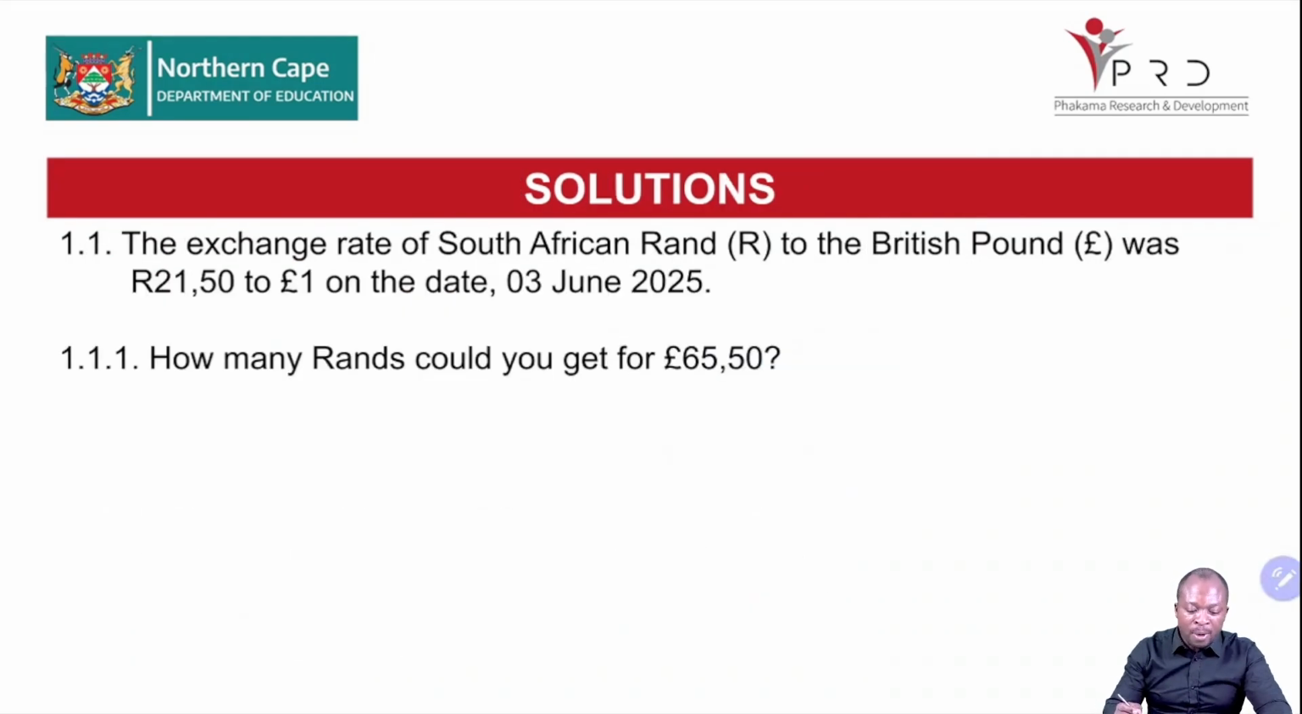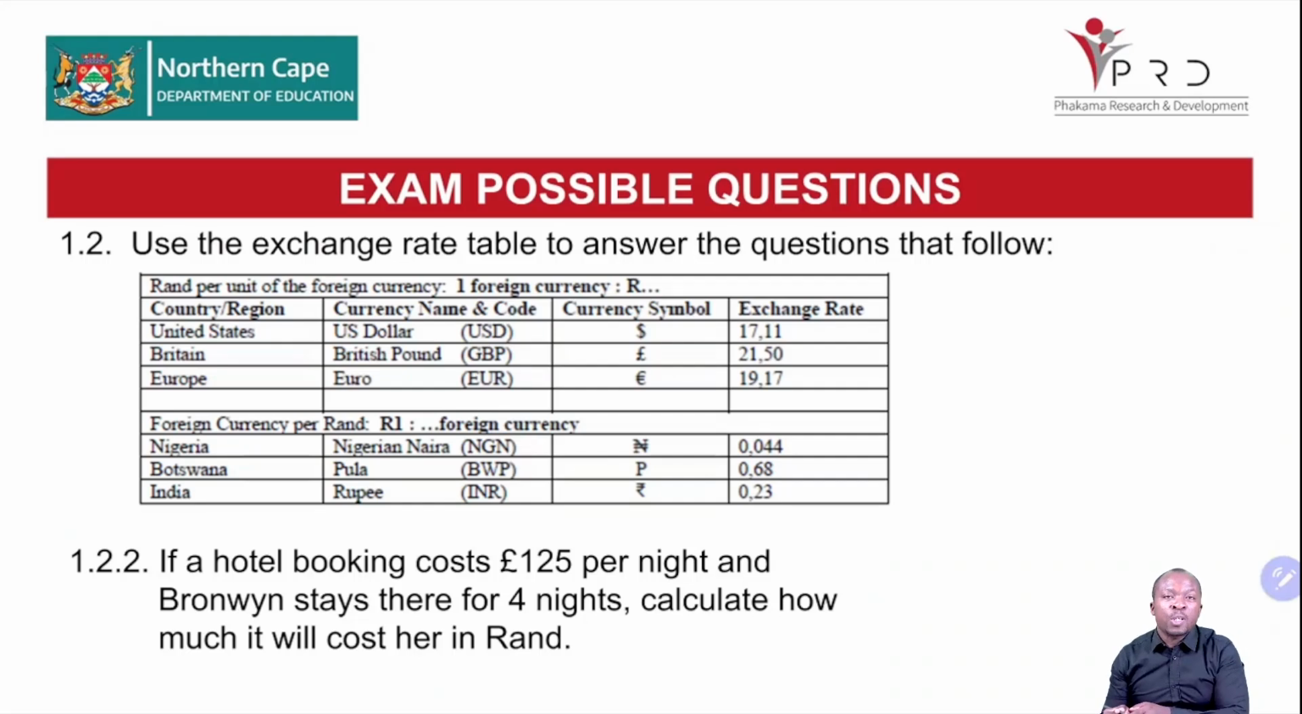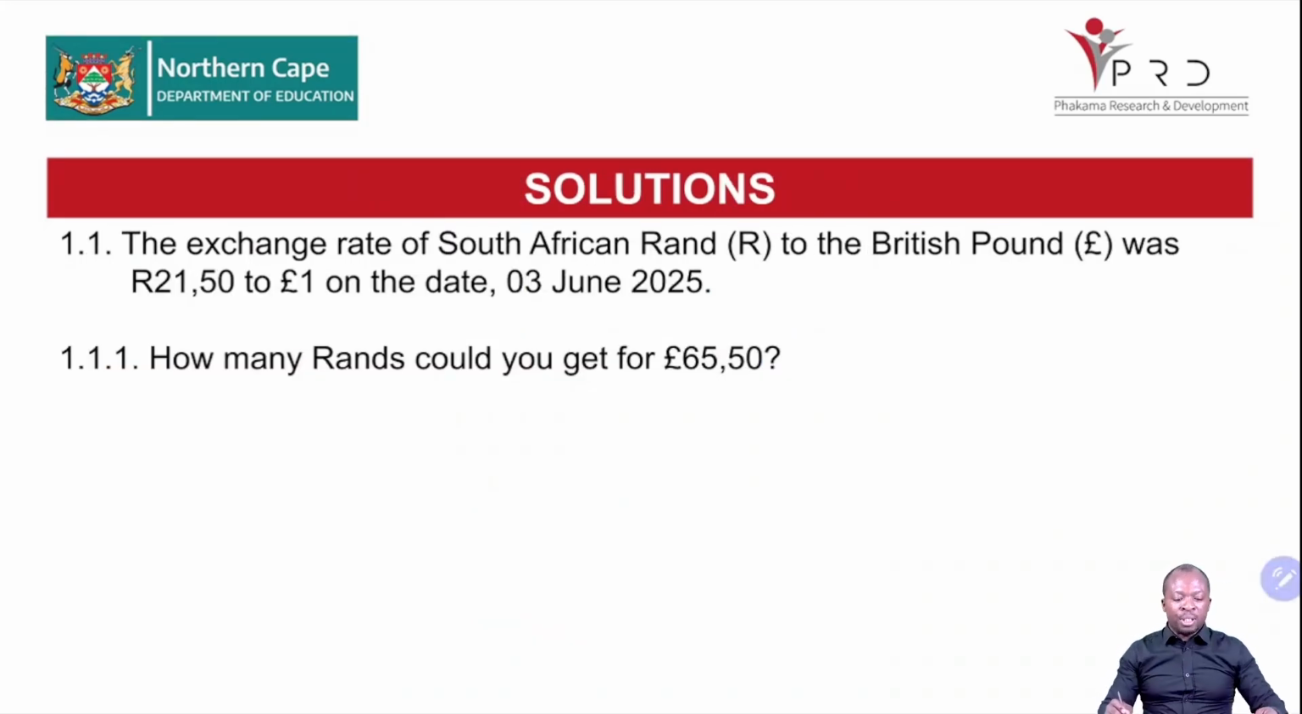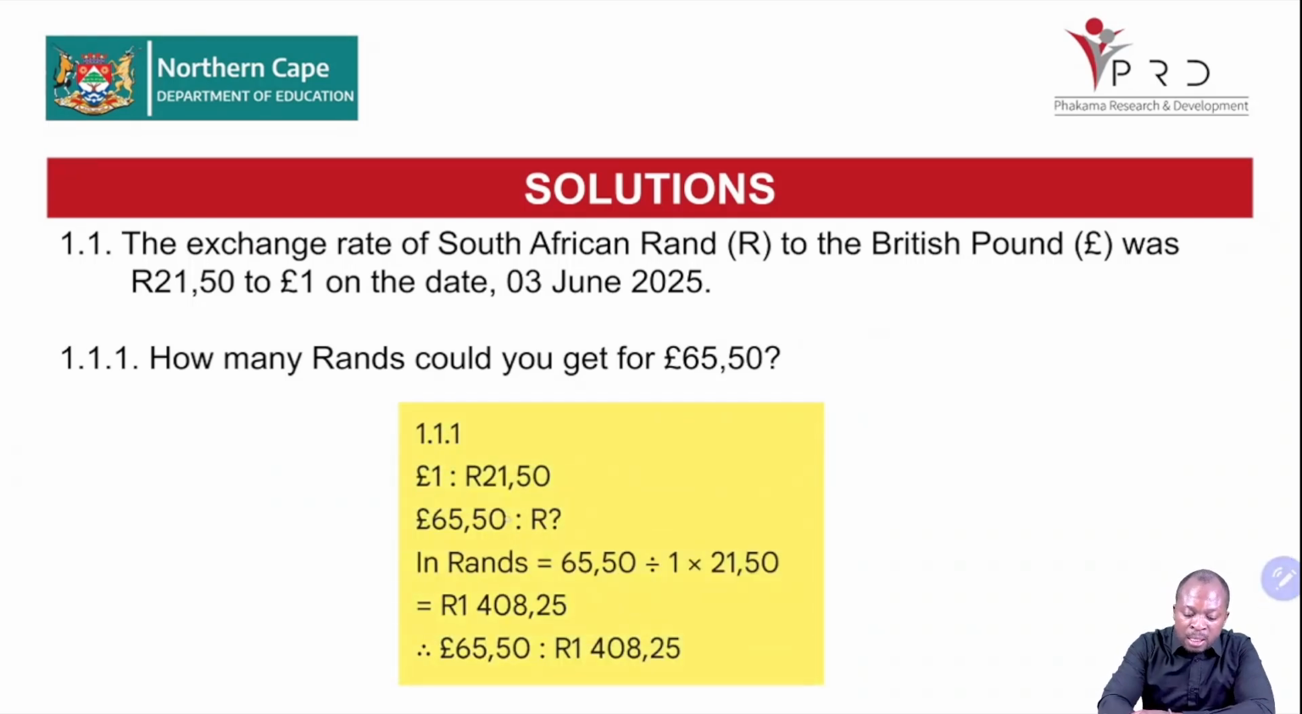Okay, then the second one, it says if a hotel booking costs 125 pounds per night and Brownway stays there for 4 nights, calculate how much it will cost her in rand. So the money is in pounds and they want the money to become in rand. So let's look at the solutions. We wanted how many rands are there in terms of pounds. So you see 1 pound gives us 21 rand 50. So 65 pounds will be 65 divided by 1 times 21 rand 50. Like I explained to you already, it means that the money will be 1,408 rand and 25 cents.